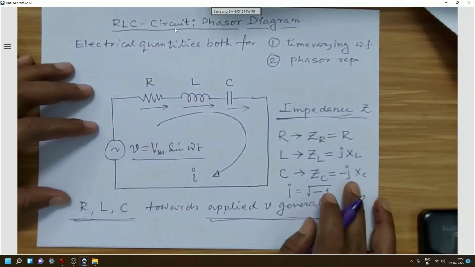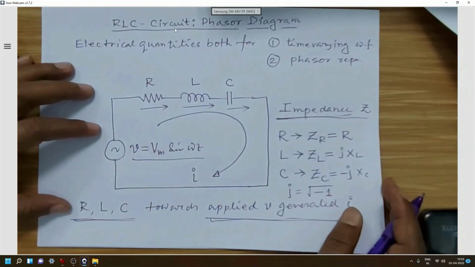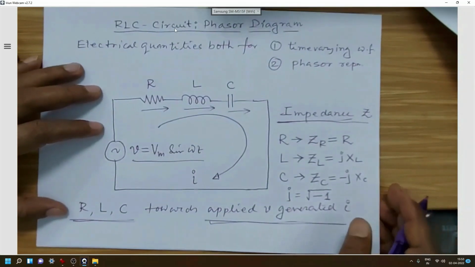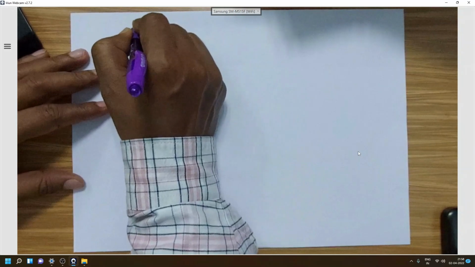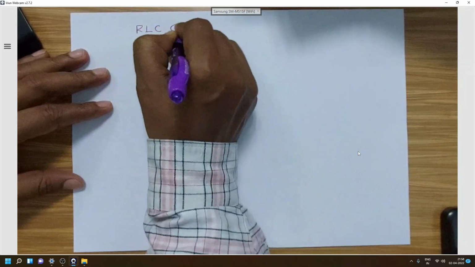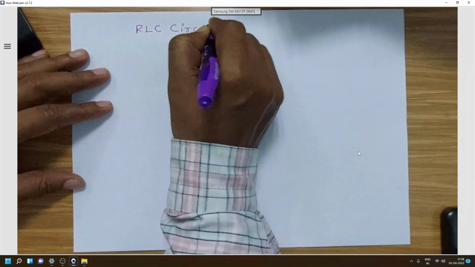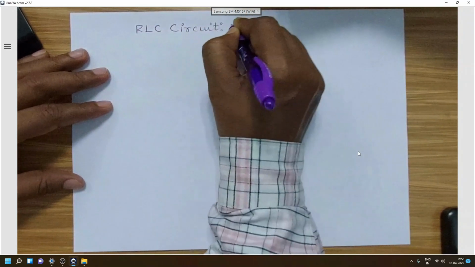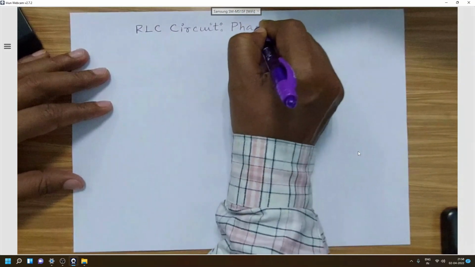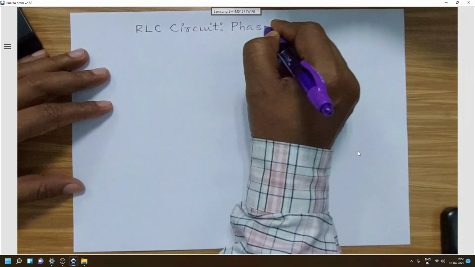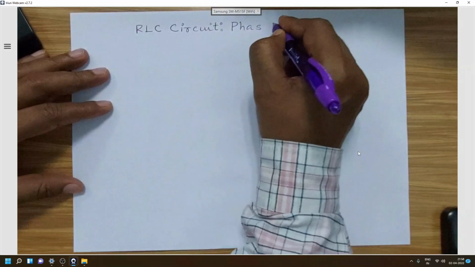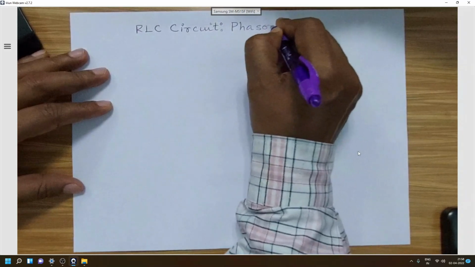j stands for the root over minus 1, and it is converting a number into its imaginary form, and whenever it is associated with any real part, it will make a complex number. Now for understanding the RLC circuit phasor diagram, let us study the behavior of the basic components of an RLC circuit, that is R, L and C, towards the AC excitation.